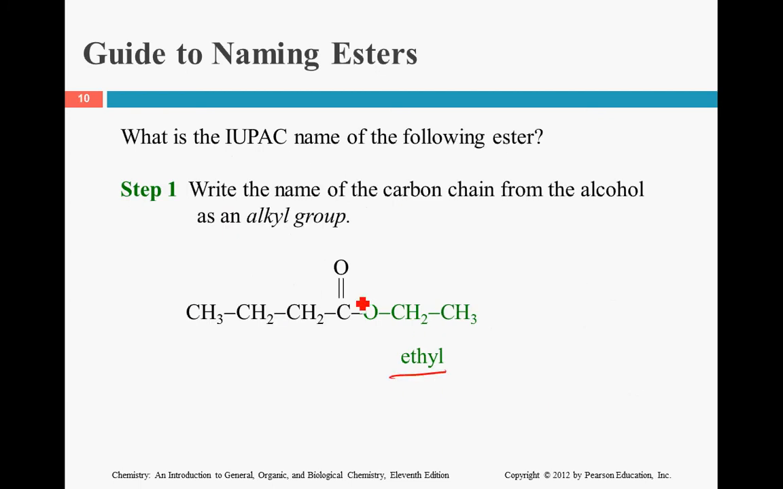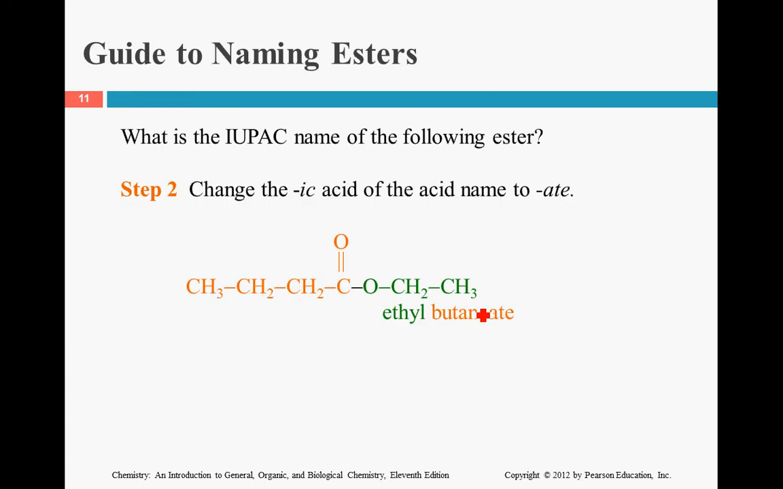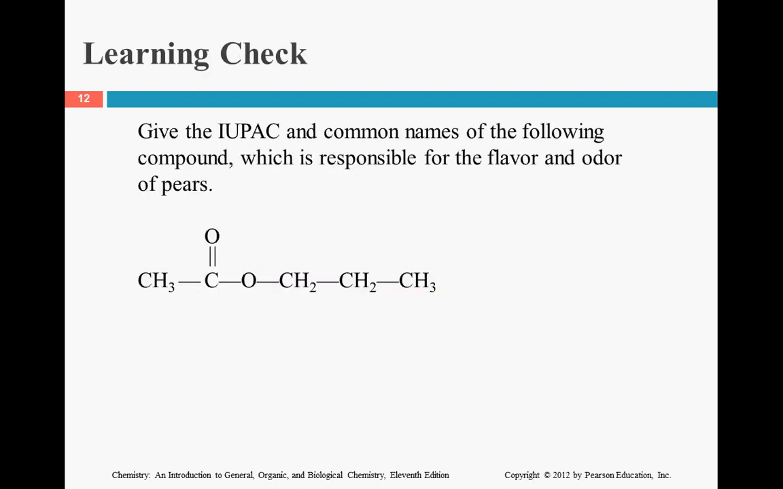So ethyl, draw the line. Ethyl because there's 2. There's 4 carbons here, so it's but. Right, drop the E and write oate. And it becomes ethyl butanoate.